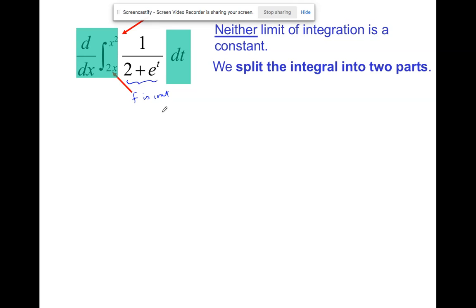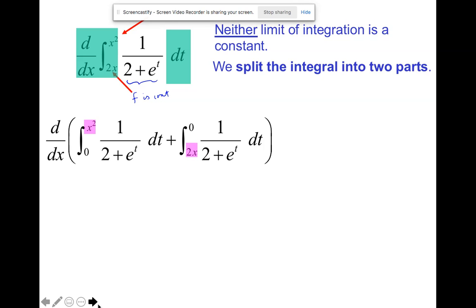Therefore, I can split up the integral anywhere I want. x squared has a domain of all real numbers. 2x has a domain of all real numbers. 1 over 2 plus e to the x has a domain of all real numbers. If I'm going to split up the domain, where would you like to split it up? 0. So notice what I have here. I have 2x to 0, check, and 0 to x squared. Do you see how that connects?